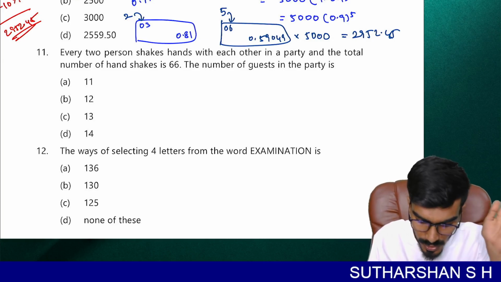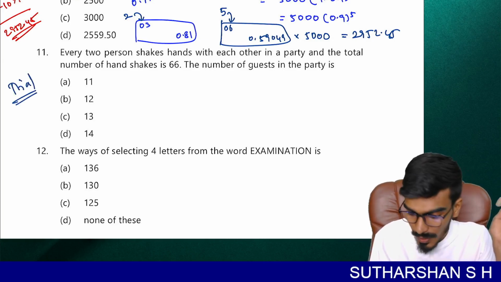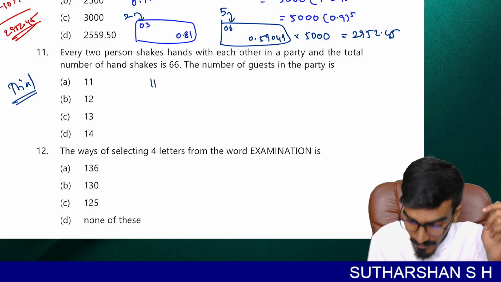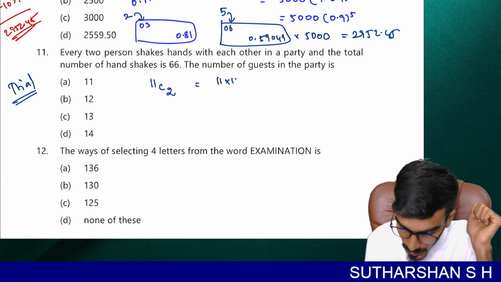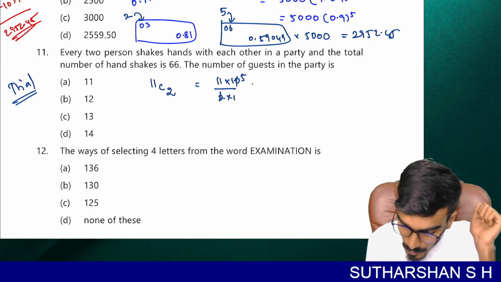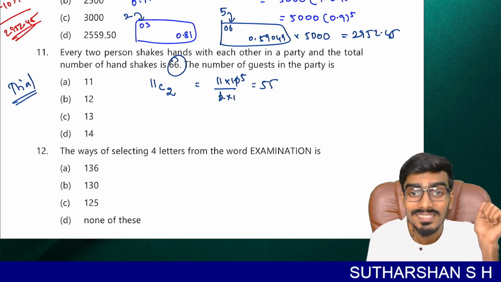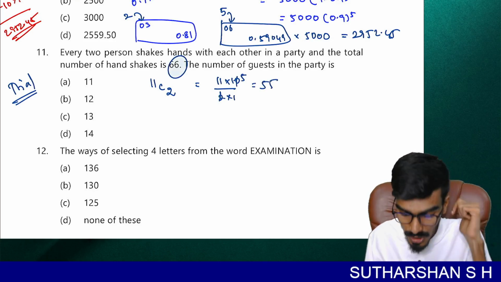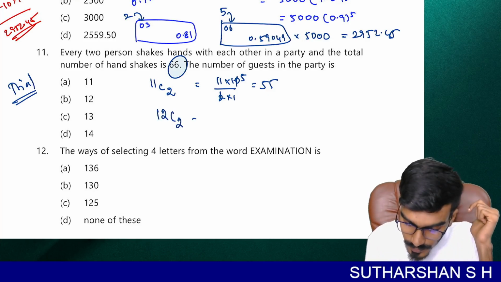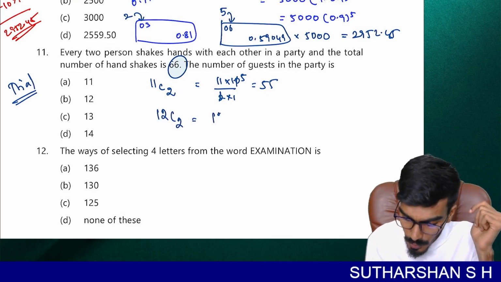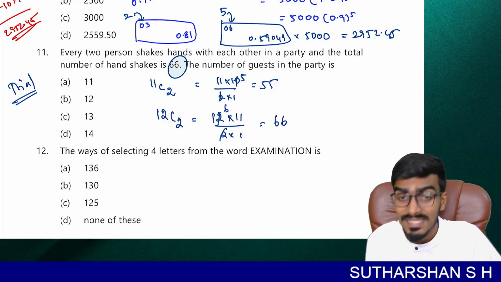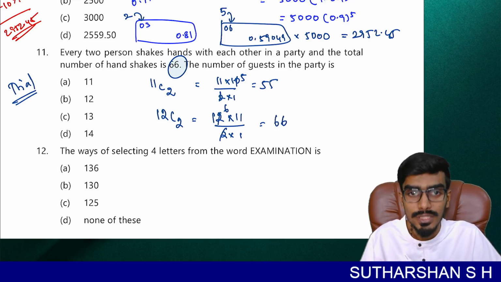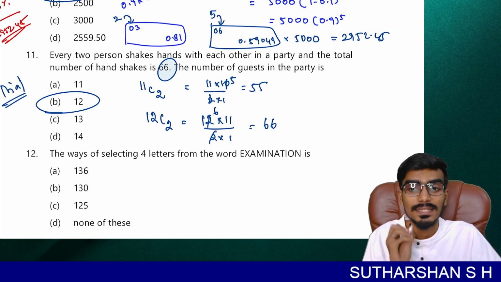Fine. For this also we'll go with the trial and error method. First we'll check option 11. 11 persons are there. Two persons make a handshake, so 11 into 10 divided by 2 into 1, which is equivalent to 55. But I need an answer of 66. So I will choose option B. What is 12C2? 2 is the restriction. So 12 into 11 divided by 2 into 1. If you do, you will get 66, which is exactly equivalent to my question. So option B is my answer.